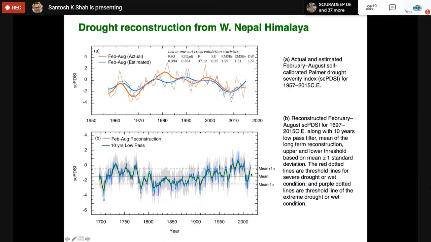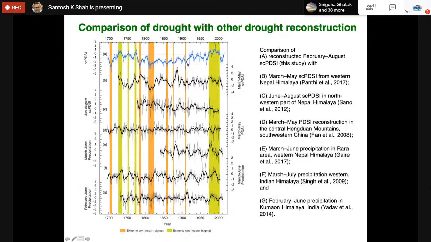And here the extreme drought is calculated based on the mean minus 1 standard deviation. So all those values which are below this line are extreme drought. Again, these are compared with the other drought or precipitation records from the adjoining region, and mostly we have seen a decreasing trend here, and most of the other time periods are also perfectly matched.